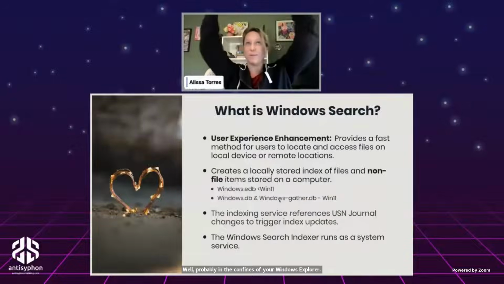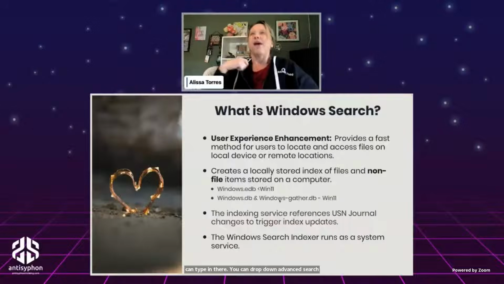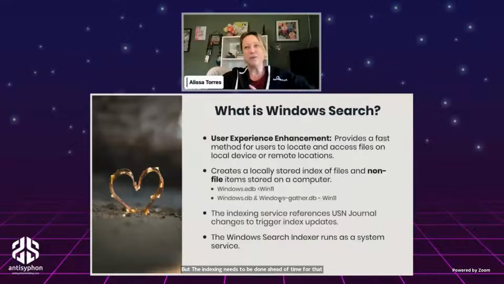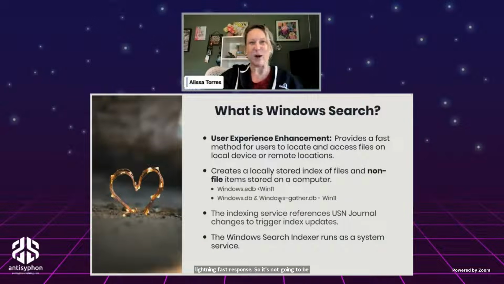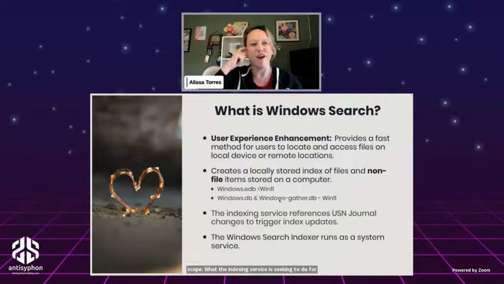You have a search box. You can type in there. You can drop down advanced search features and capabilities. But the indexing needs to be done ahead of time for that lightning fast response. So it's not going to be everything by default that's indexed. We're going to talk about the scope, that is the default scope, what the indexing service is seeking to do for you, and how you can modify its behavior. And then we'll get into parsing it and looking for some relevant artifacts, some additions to your timeline for your investigation.